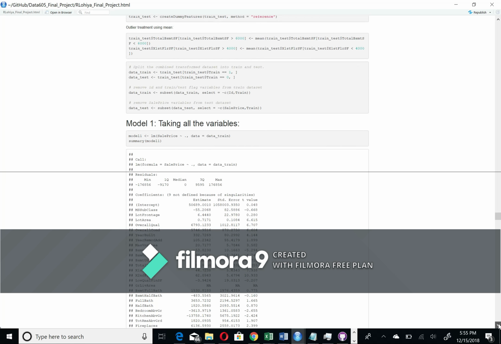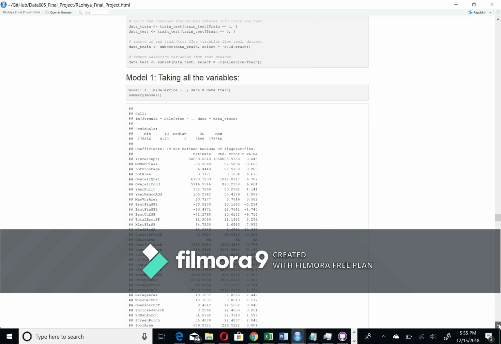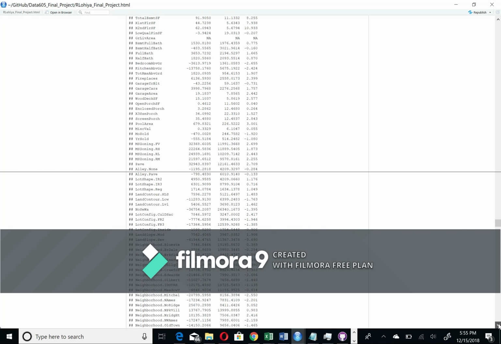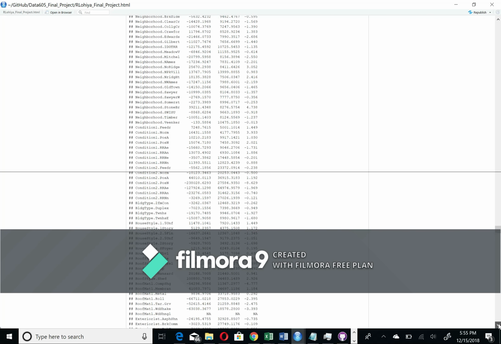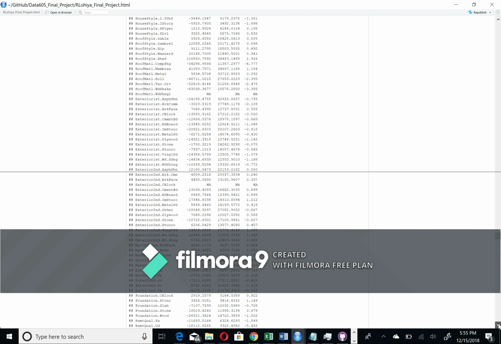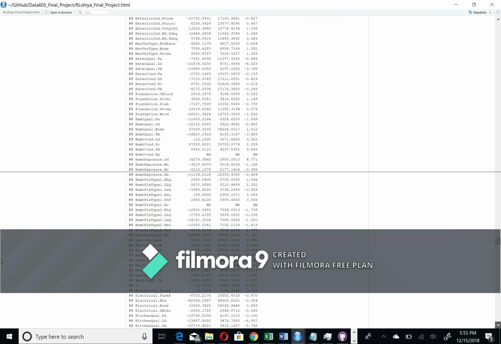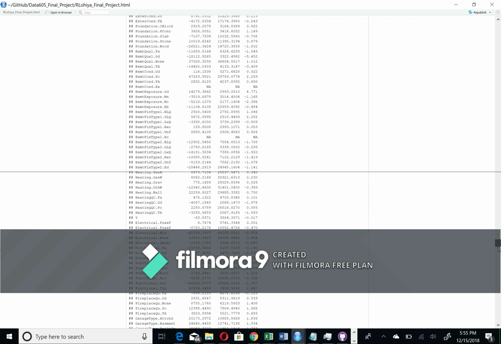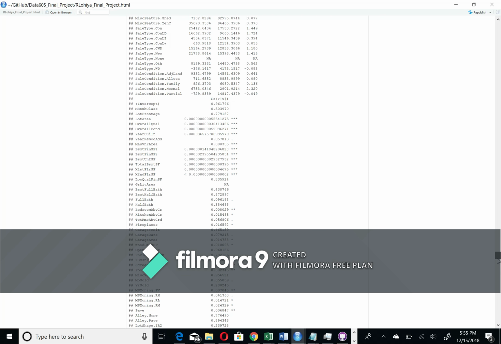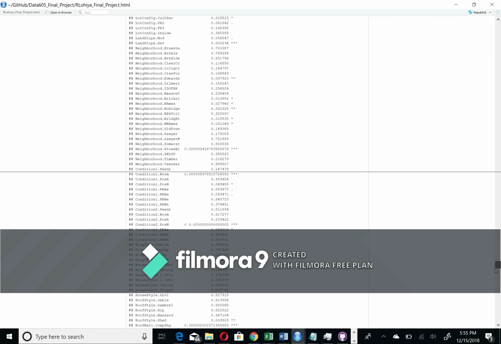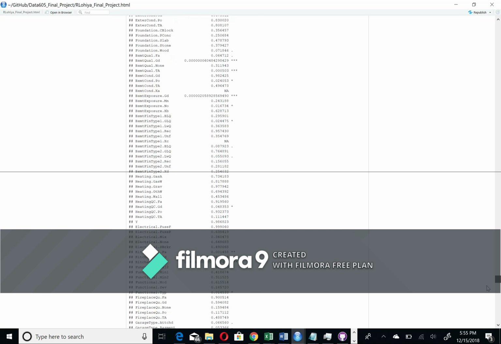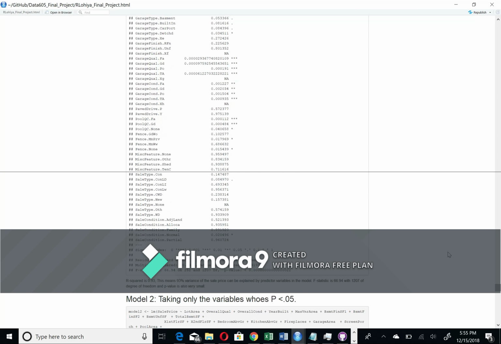For the first model, I took all the variables, and you can see that I have generated the summary as well. This is my first model, with a lot of variables. For the first model I got an R square of 93%, which is pretty good, and even the p-value is very small.